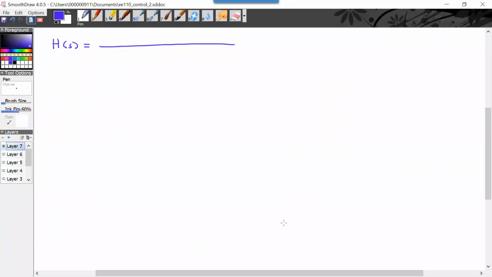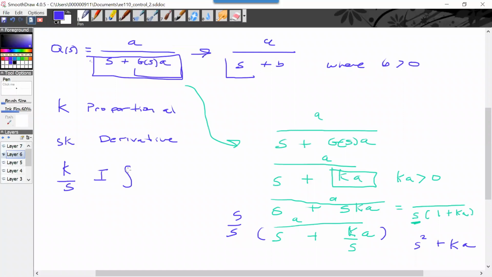Hi, Professor. For the last slide, how did you get K over SA for the denominator? Which one? You went from S plus SKA to S squared plus K over SA. Here? Yeah. Okay. So I multiplied through by S, so this became S squared. Oh, okay. That canceled. Okay. All right. Thank you. Thanks for your question. Is that it? Yeah. Okay.